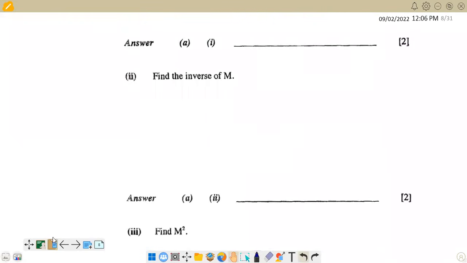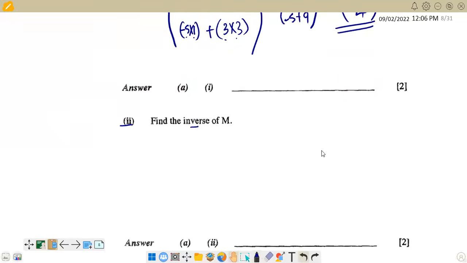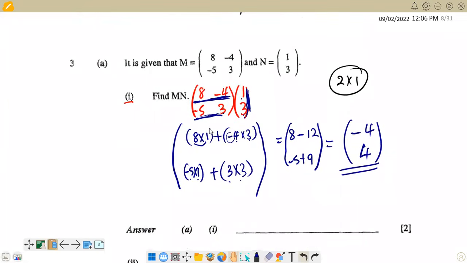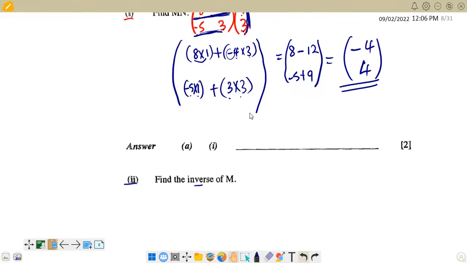Then the inverse of M. The item 2 now needs us to find the inverse of M. So for us to have the inverse, we have to find the determinant first of M. So we are just going to find our determinant. Let's get our matrix. This is our matrix M here. Let me just rewrite it down so that we can find its inverse.